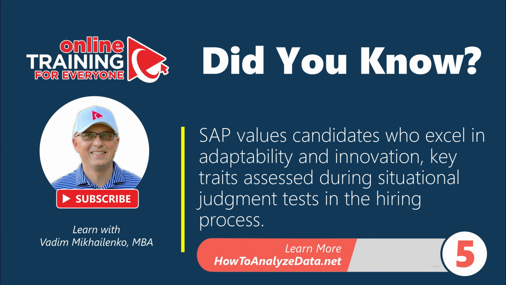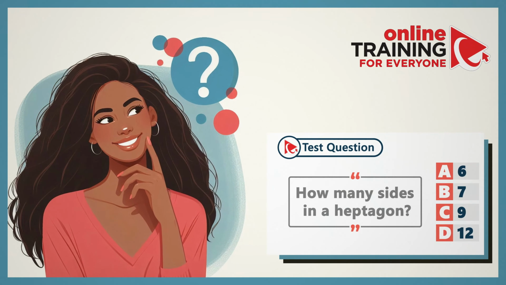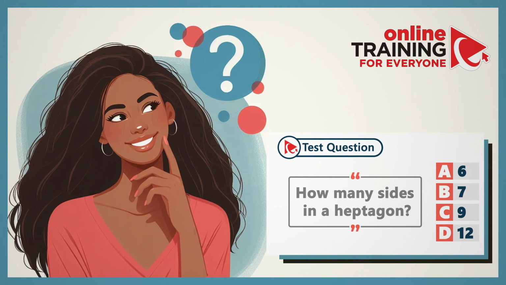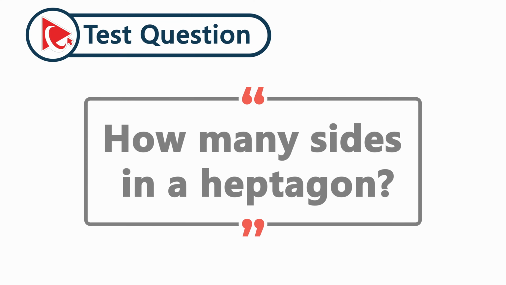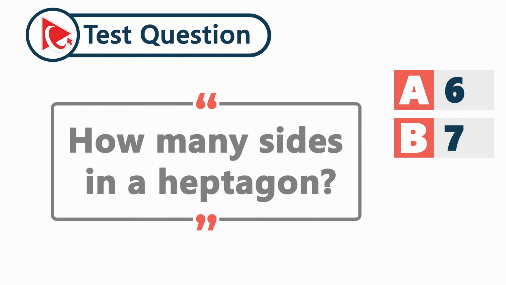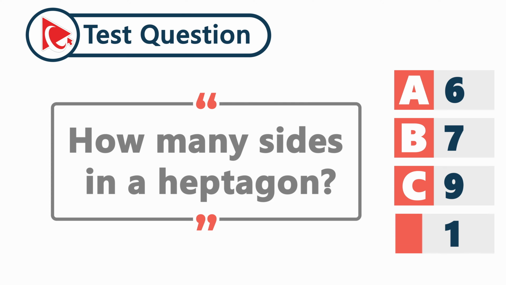With this question, you either know the answer or you don't. But guess what? If you don't know it, we will give you the hints to get it right and remember the solution for the rest of your life. You need to determine how many sides a heptagon has. And your choices for the answers are choice A, 6, choice B, 7, choice C, 9, and choice D, 12.